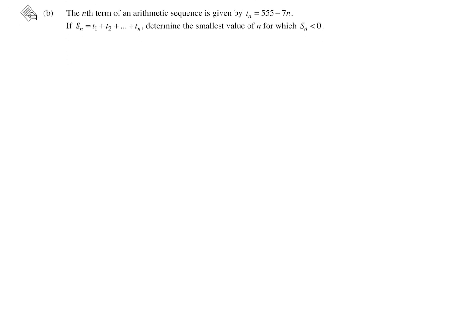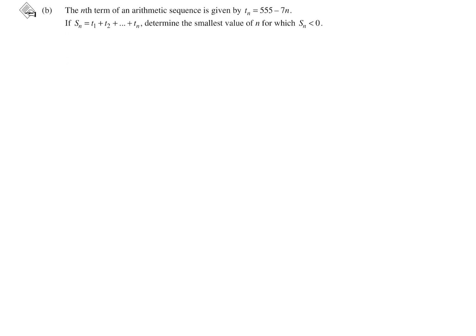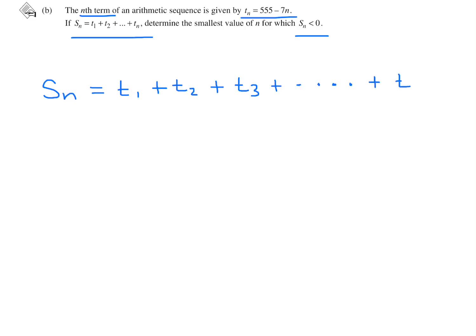So now let's go to 4b. The nth term of an arithmetic sequence is given by t to the n is 555 minus 7n. If Sn is the sum of t1 plus t2 all the way up to tn, determine the smallest value of n for which Sn is less than 0. Okay, so Sn is equal to t1 plus t2 plus t3 all the way up to t to the power of n.